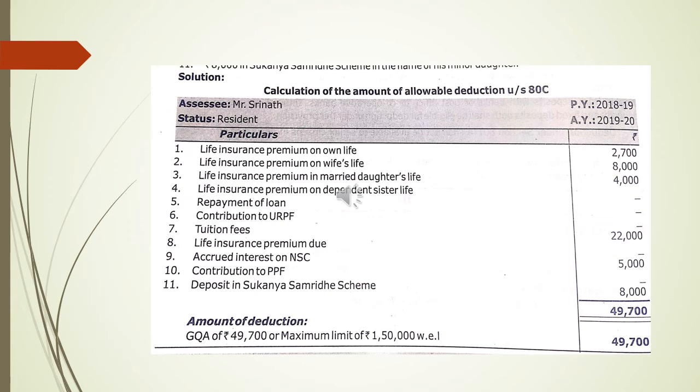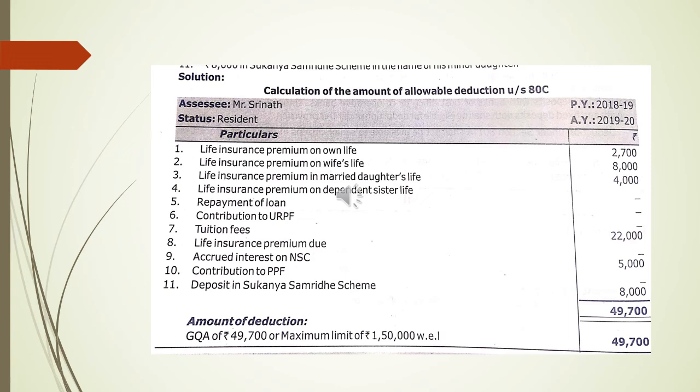Now under section 80C, the life insurance premium on his own life, wife's life or dependent daughter or son can be considered, but not the dependent siblings. Brothers, sisters will not be considered. So life insurance premium on own life 2,700. Life insurance premium on wife's life 8,000 is taxable. That means he can claim for deductions.